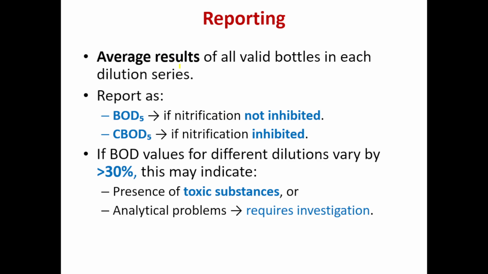About reporting, we need to mention the average result of all valid bottles in each dilution series. The BOD5 term will be used if nitrification is not inhibited. If nitrification is inhibited, then we need to mention CBOD5 rather than BOD5. If BOD values for different dilutions vary by more than 30%, then this may indicate the presence of a toxic substance or analytical problems.